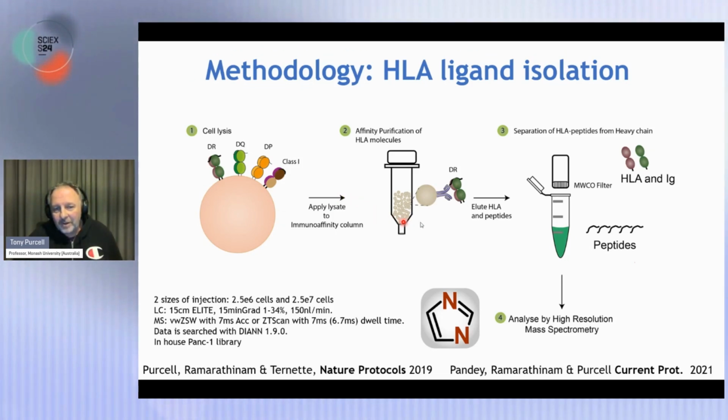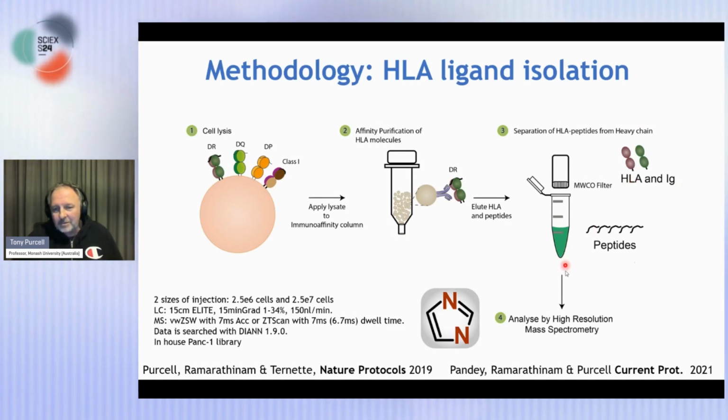We acidify once we've washed this column, and this facilitates the elution of the MHC peptide complex, and also the dissociation of the HLA molecules from the peptides. We use ultrafiltration to then collect the peptides in the flow through here and remove the proteinaceous material. And this material then goes on to our LCMS system.